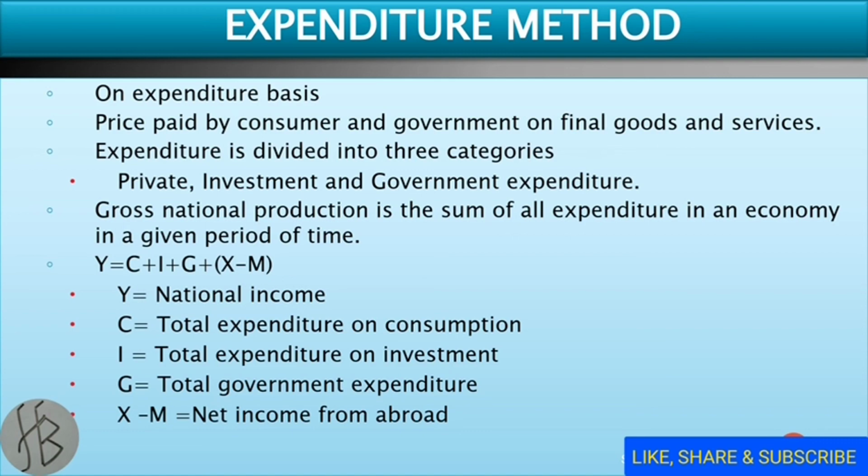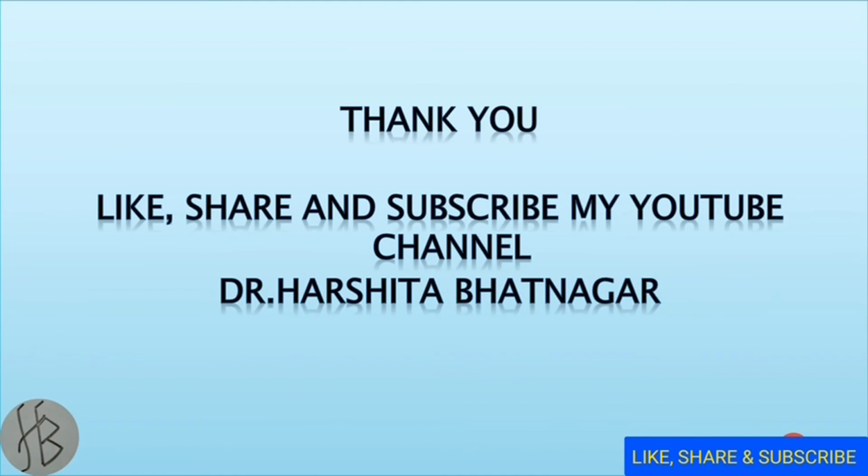There are certain limitations of this method, like many transactions are carried out on a credit basis in which no money expenditure is involved. And the second one is barter and the self-consumption of the production. So, this is the third method. I hope now it is clear to everyone how national income is estimated through these three methods.